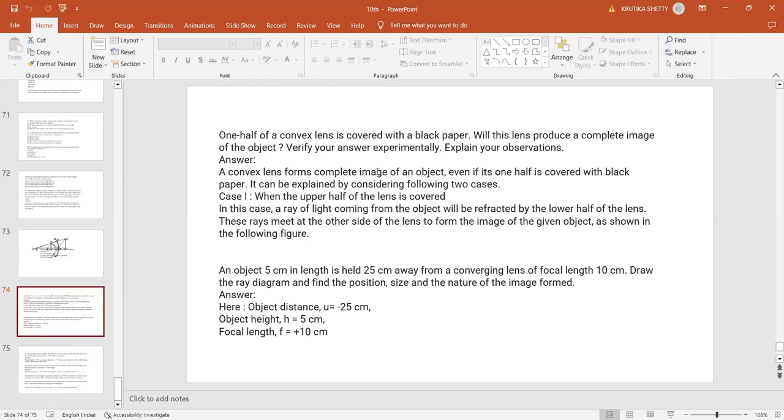So, to explain it with a diagram, I have a convex lens whose half surface is covered with black paper, and then I will attach it to it.